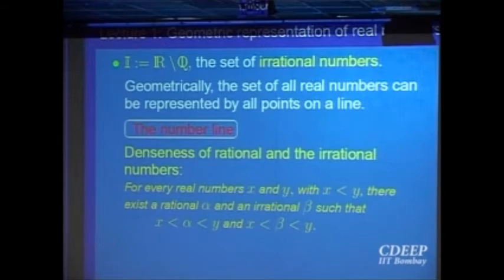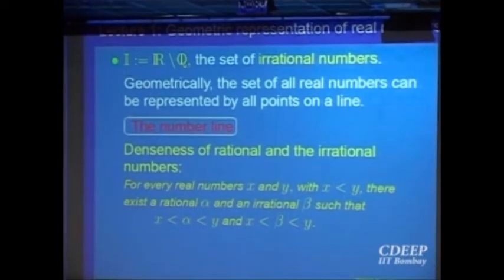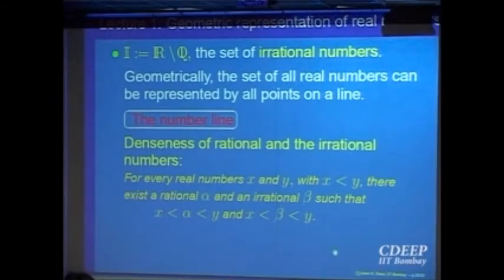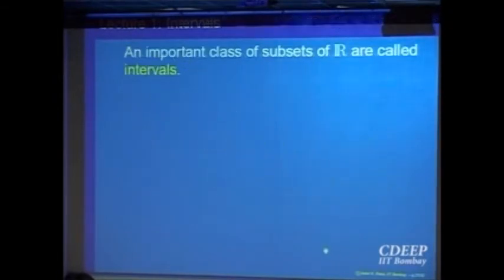Similarly, try to prove if x and y are two real numbers, x less than y, then there is an irrational number in between them. Okay? Try to prove it. So that is the property of denseness of irrational numbers. Then there are some important subsets of real numbers which we will be using in our course.